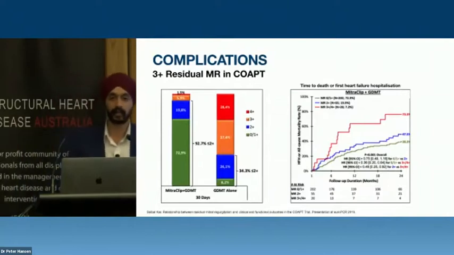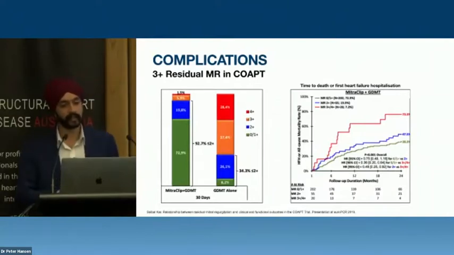Another thing to think about, and I'm sure that will be discussed later today again, is what about residual MR? So every time you put in a clip, you hopefully reduce the mitral regurgitation, but there is often some mitral regurgitation left at the end of the case. And this is data directly from COAPT, and we can see that the majority of patients had 0 or 1+ mitral regurgitation at the end of the case, but about 7% of patients had 3+ or more mitral regurgitation at the end of the case.